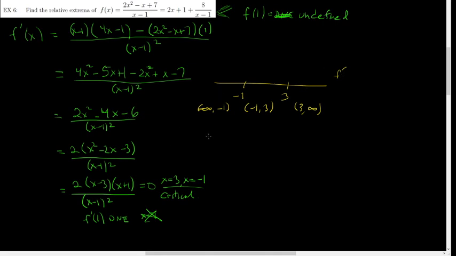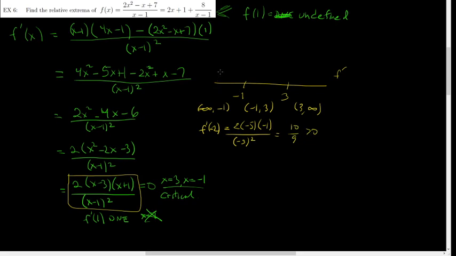Is it positive? Is it negative? So let's start with less than negative 1. Pick your favorite number less than negative 1. So I'm going to pick negative 2 and plug that into the derivative. This is probably the form of the derivative I'm going to use. Make it easy. So 2 times negative 2 minus 3, it's negative 5. And then negative 2 plus 1 is negative 1, divided by negative 2 minus 1, which is negative 3 squared. So you're going to get 10 over 9, which is positive.